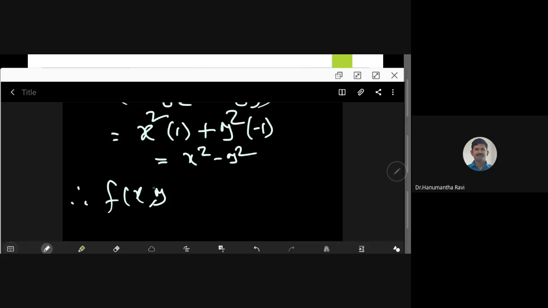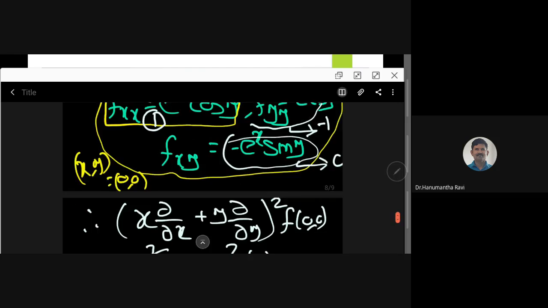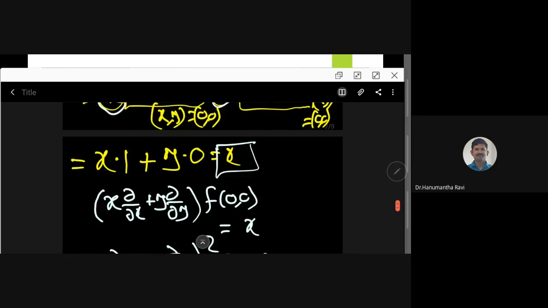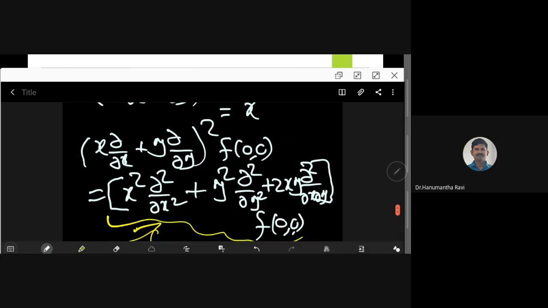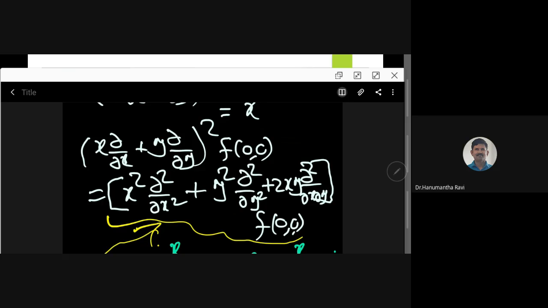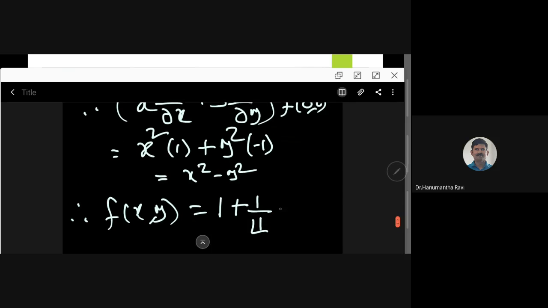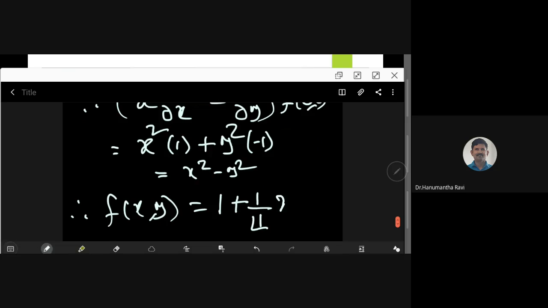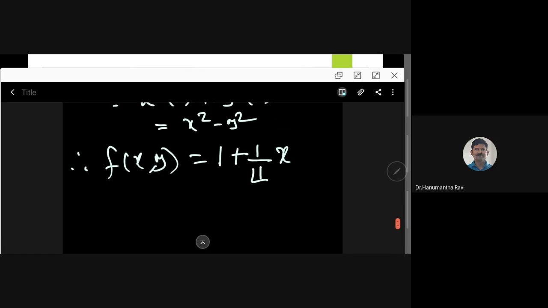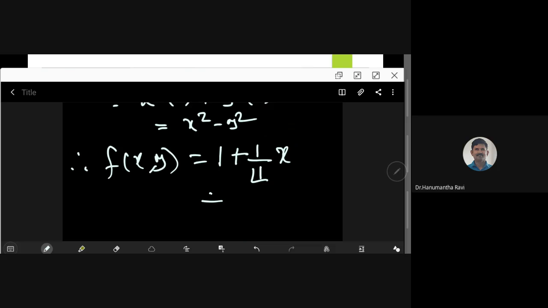f(x,y) is f(0,0), that is 1, plus 1 by factorial 1 into the first term we have calculated as x. And the second term is calculated as x square minus y square, 1 by factorial 2 into x square minus y square, plus etc.